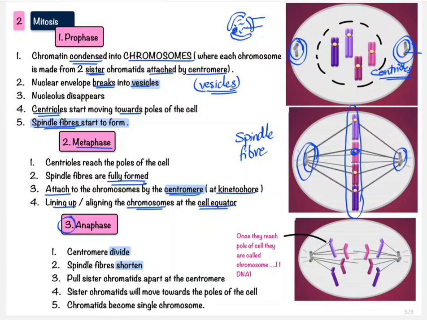The spindle fibers are going to pull the chromatids apart at the centromere. At their centromere, they're going to be pulled. The sister chromatids are going to move to the poles of the cell. They were aligned here originally, okay? Then they start to move apart from the cell equator. The chromatids now become single chromosomes. They are actually chromosomes, but they're single, okay?